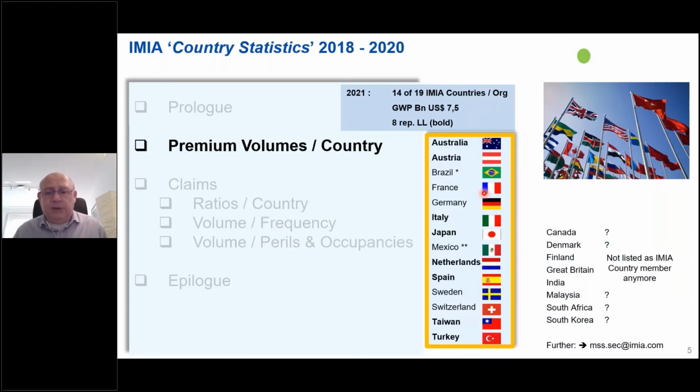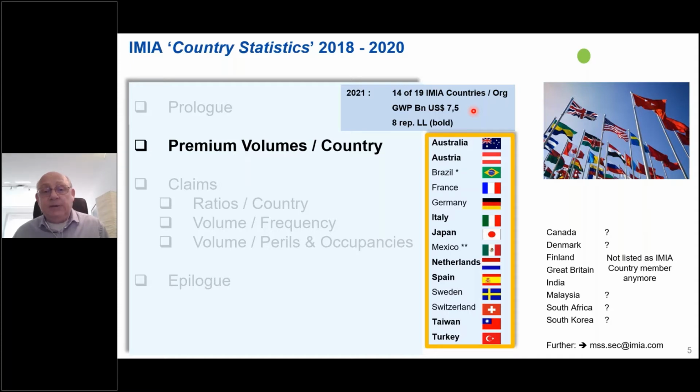And now back to the normal pattern of the statistics. What have we gathered for this year? In 2021, it's about the statistics 18 to 20. 14 of 19 IMIA countries' organizations have contributed. The volume is about 7.5 billion reported. And the countries shown in this yellow rounded box here, this is all the countries who have reported.